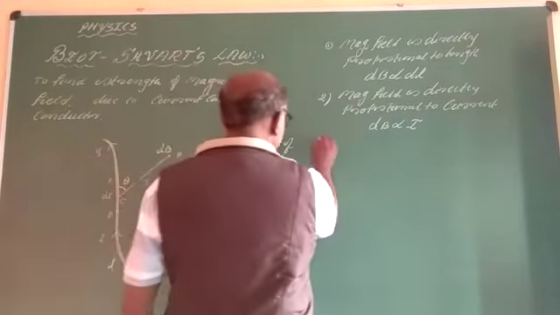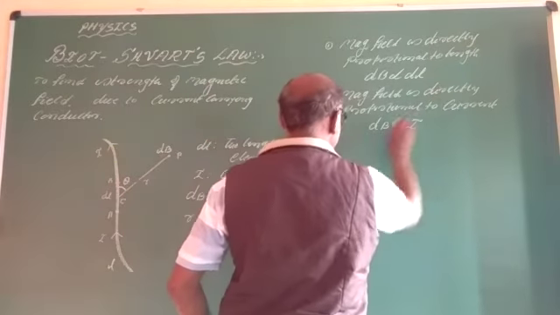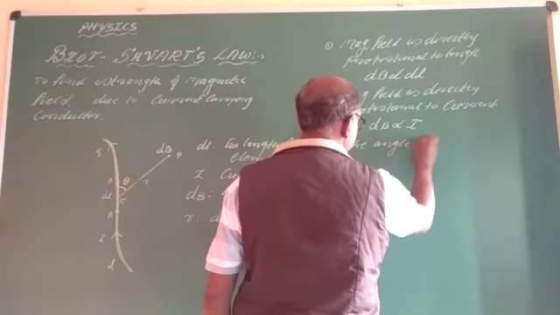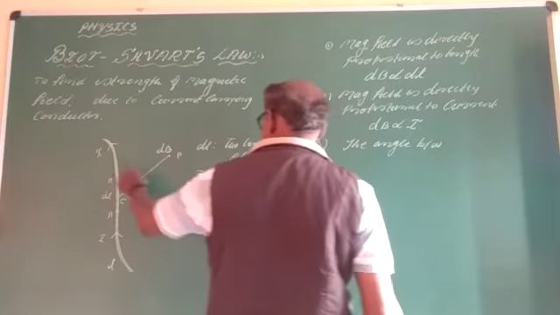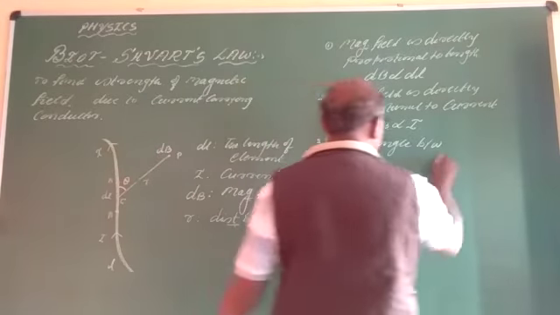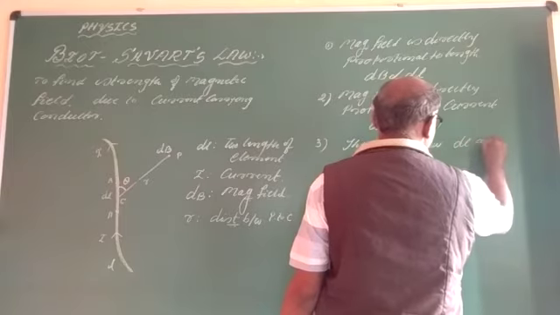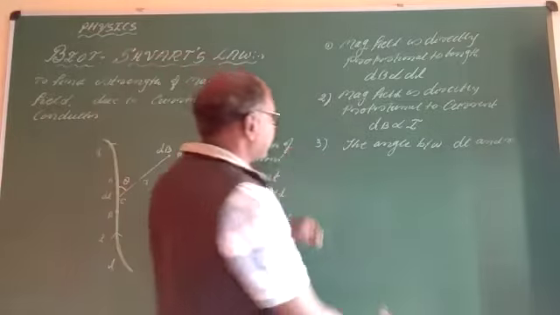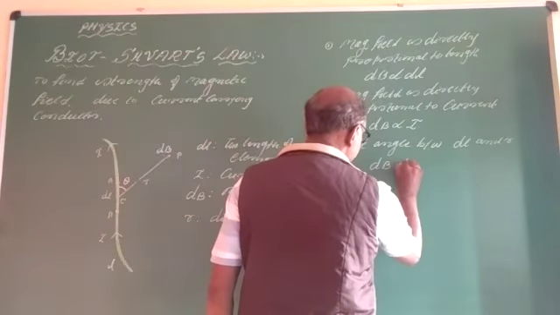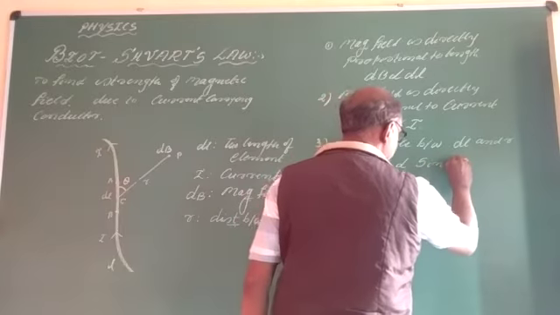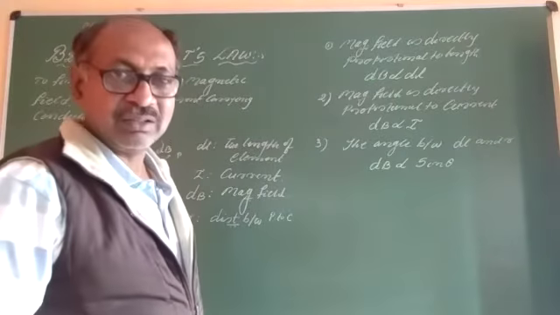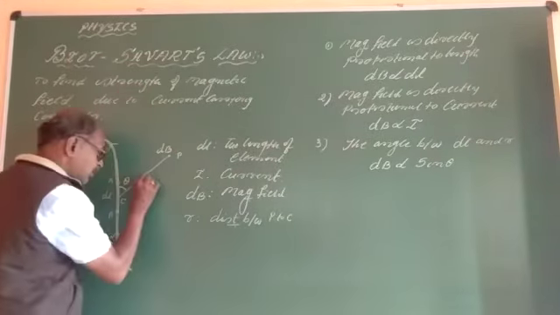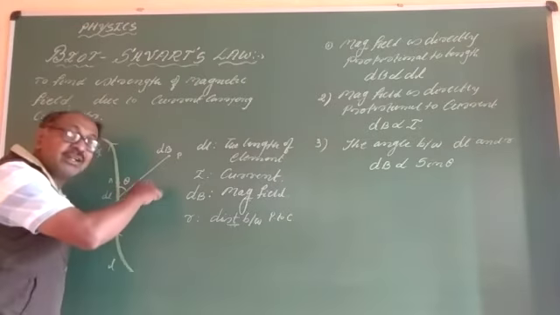And the magnetic field is directly proportional to the sine of the angle between R and dl. So I can write dB is directly proportional to sine theta. Now it is inversely proportional to what? The square of the distance between them.